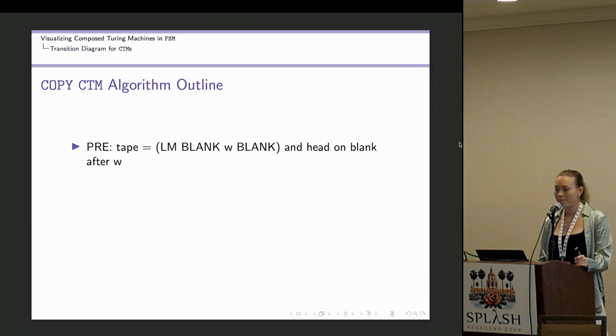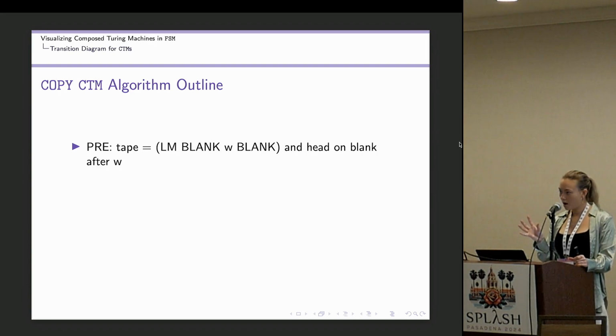We'll use a copy CTM. The objective is to copy an input word on the tape. The precondition is that the tape starts with a left-hand marker, followed by a blank, followed by the actual input word that we want to copy, and it also ends with a blank. The head is on the blank after the word.